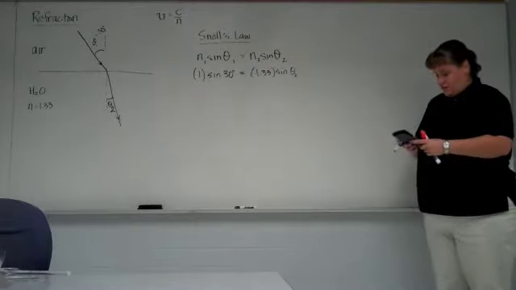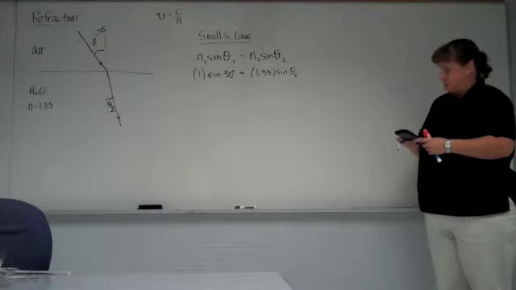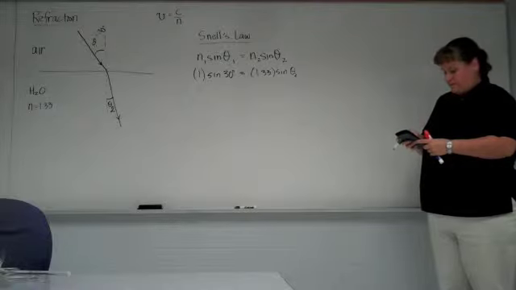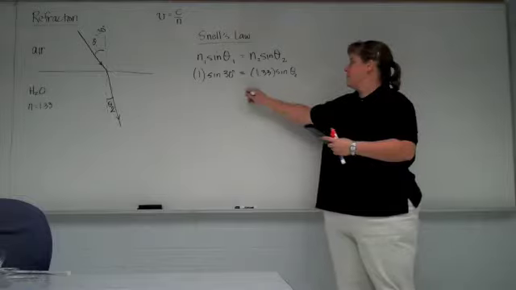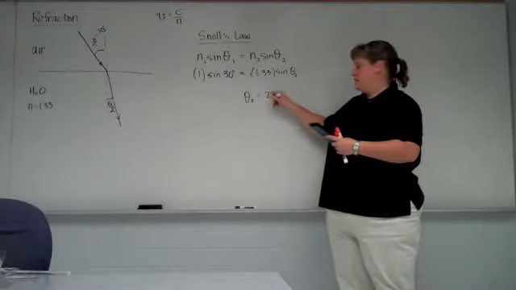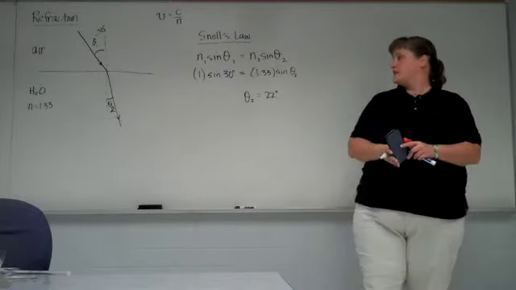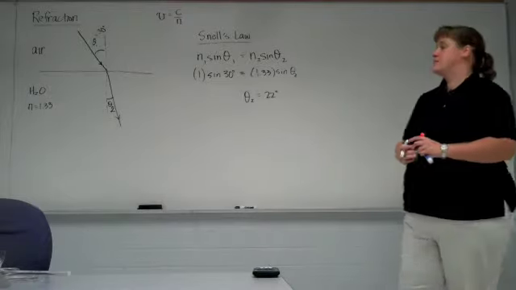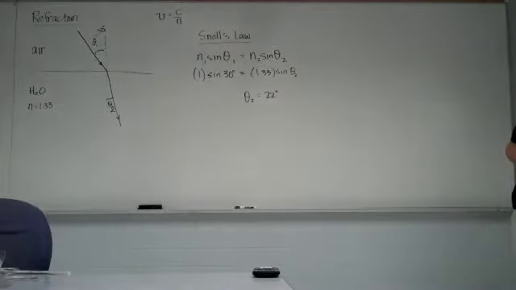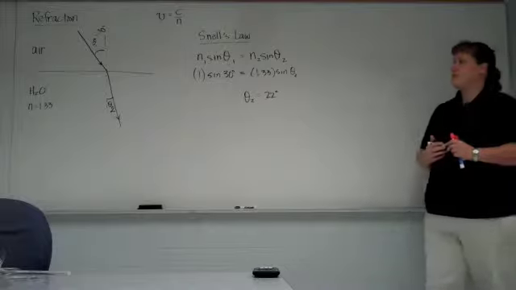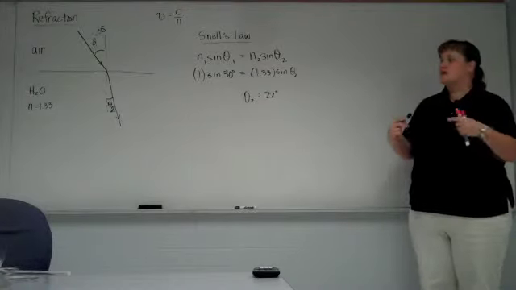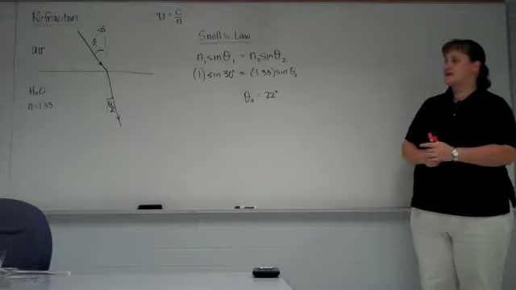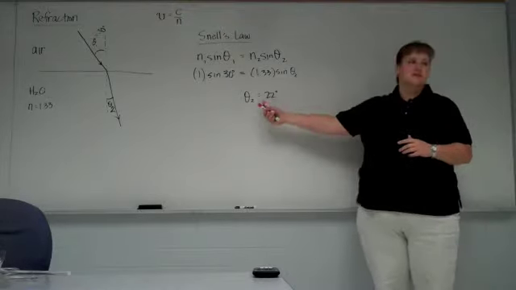So sine 30. Theta 2, the angle in the water, would then be 22 degrees. So it gets smaller. Whenever light is in a lower index of refraction transmitting through into a higher index of refraction, the angle will always get smaller.